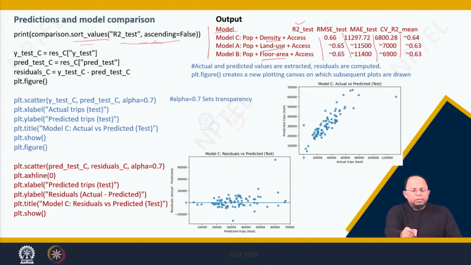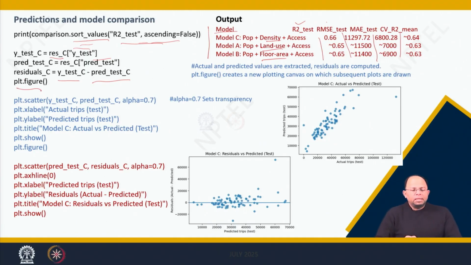Actual and predicted values are extracted, residuals are computed. Then finally, once we have determined which model, we can also use res C, the last model, and run it on the test data, predict the test data, and also compute the residuals by saying that these are the actual test values and these are the predicted test values, right? So we have stored those values in the residuals. Then I can plot this figure.